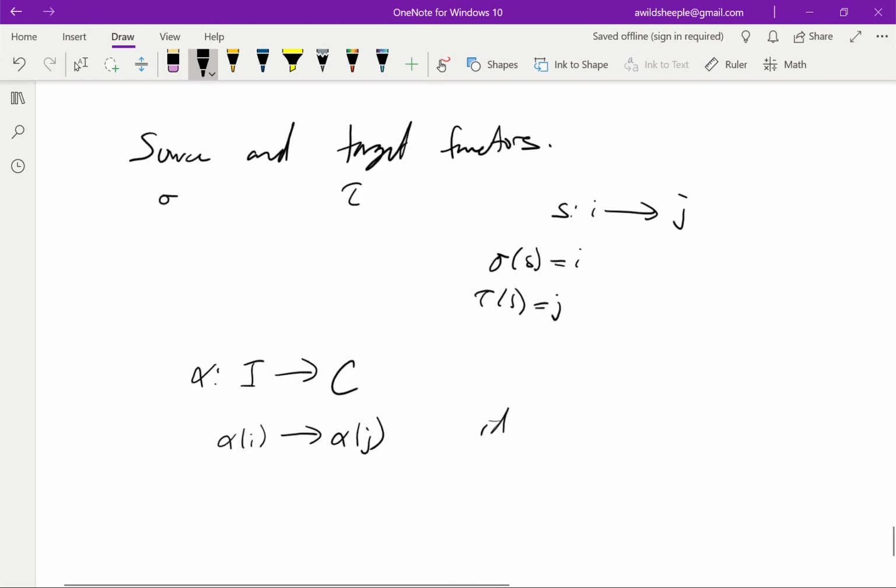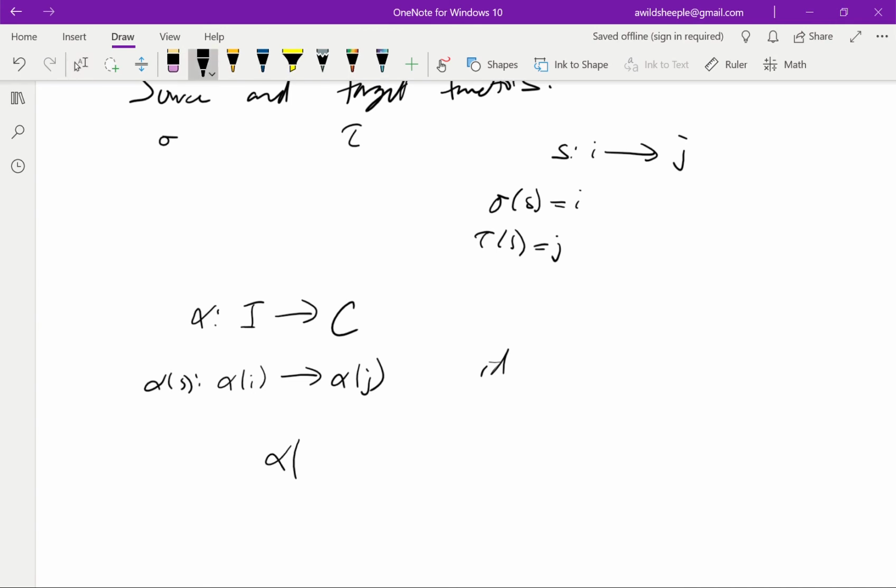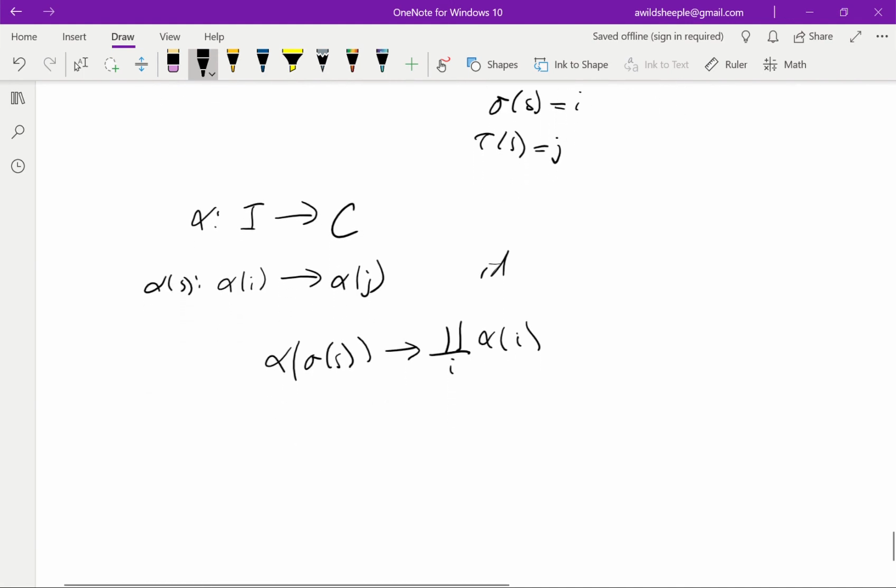And I have this, of course, this is alpha S, alpha I to alpha J. Sorry, I should be clear about that. So from this, what I deduce is that I have morphisms, which look like this. I can go from alpha of sigma S to the coproduct over all the alpha I. And then again, I have the identity map. And I can put these together to obtain a pair of morphisms where S is taken over all the morphisms here.